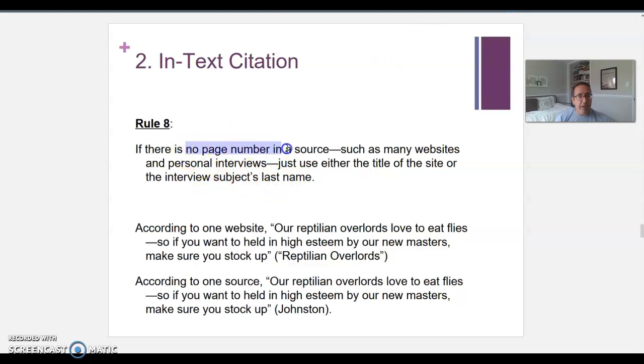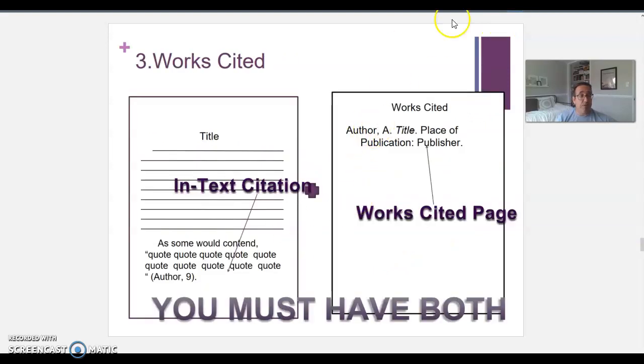Also, if there's no page number in a source, and again for many websites, there's no pagination in like a blog entry or something, you don't need to include that. So if you had an author, you just put the author's last name. Again, this way, if I open up your works cited page, I can scan to Johnson, I can see where you got it from. Or Reptilian Overlords, right? If there was no page number and no listed author, you would just include the article title in quotation marks, or italics if it's a book, okay? That's rule number 8. That was the final rule.